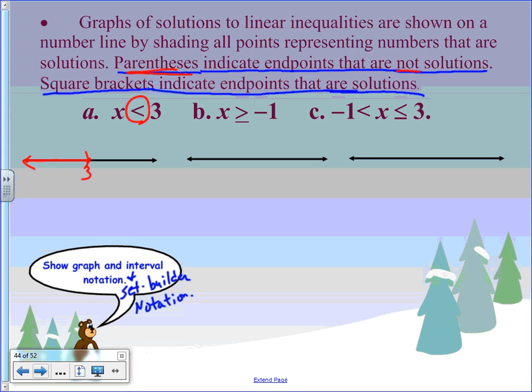This looks weird, I know, it looks different than you've ever done it before. That's what it looks like. A little parenthesis and then your graph. The next one, B: x is greater than or equal to -1. Well, my critical point is -1. Greater than is going to be to which side?